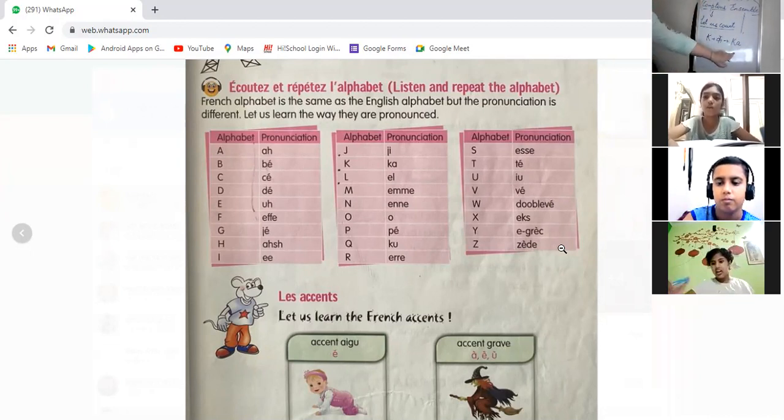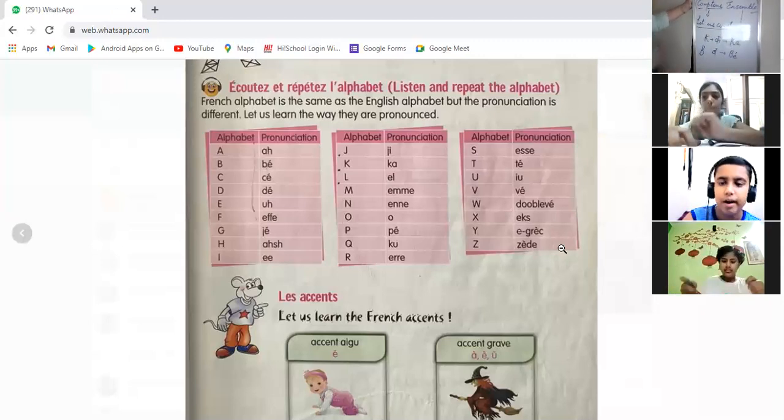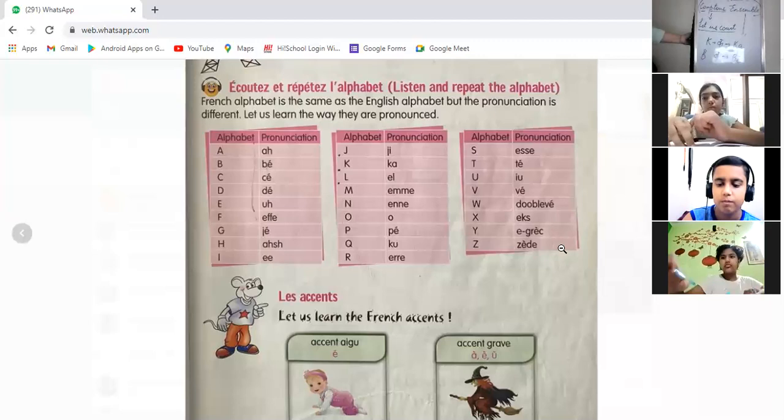Okay? In Hindi, we have learned akshar b, right? But in English, what do we call it? B. And in French, it is written as B, but we pronounce it as Bay. What do we pronounce it as? Bay. So we are going to learn different pronunciations of all these alphabets. Everybody will repeat after me all the alphabets.